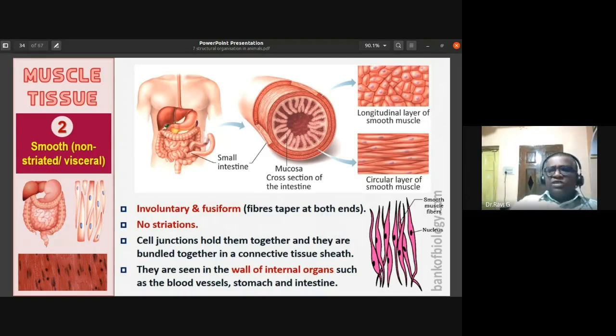They are involuntary in function and they do not undergo fatigue, whereas skeletal muscles undergo fatigue. This point has been missed out, but you should write it. The skeletal muscles undergo fatigue. The smooth or non-striated or visceral muscles do not undergo fatigue. They are involuntary. They are not under our control.